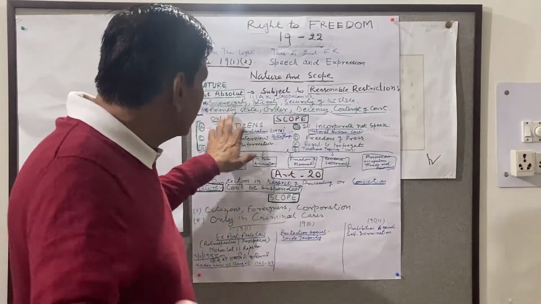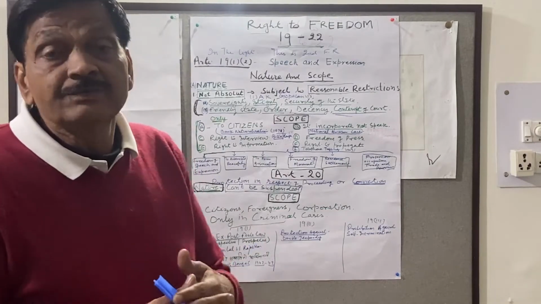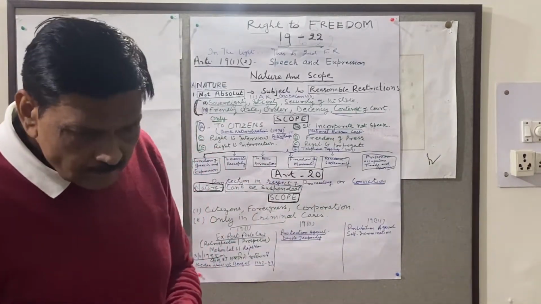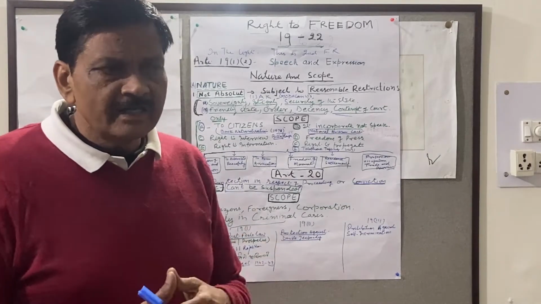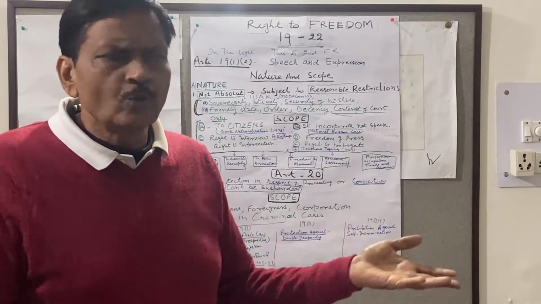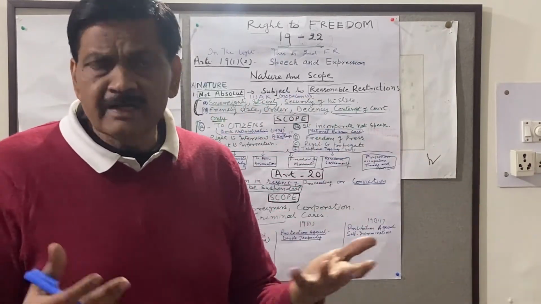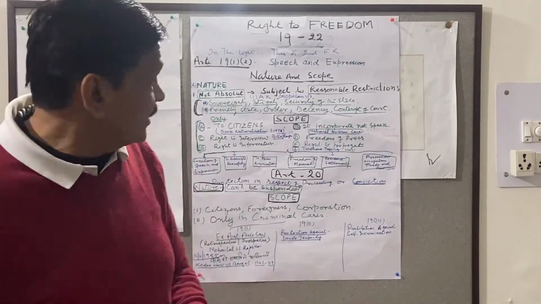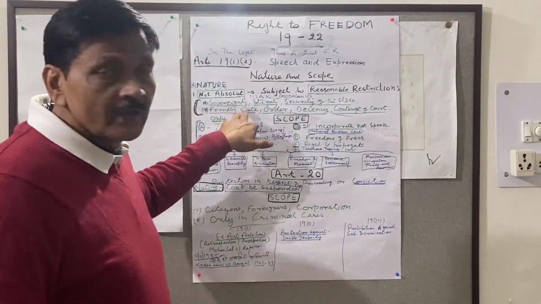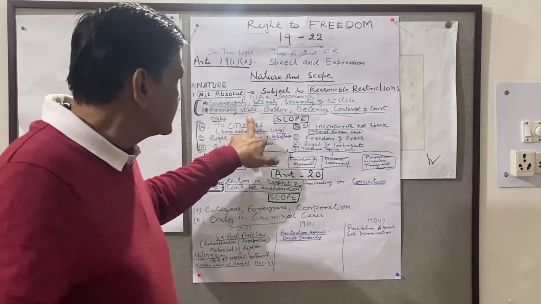Next is our relations with friendly states. As we know, countries maintain relations with foreign countries, and these are divided into two groups. One of them are friendly countries, the others are enemy countries. So the right to freedom should not spoil our relations with our friendly countries.